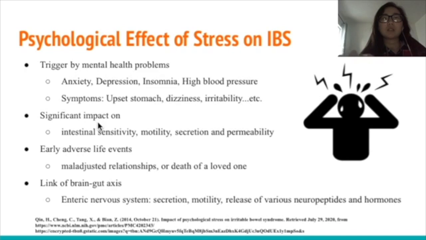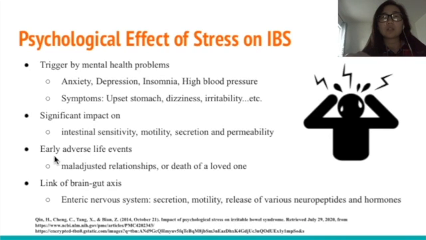So evidence from clinical and experimental studies has demonstrated that psychological stress has a significant impact on intestinal sensitivity, motility, secretion, and permeability, along with the close correlation pointing toward mucosal immune activation. So although psychological stress can trigger anxiety, it does not cause the digestive disorder itself. Rather, IBS is actually quite stress sensitive. Therefore, IBS caused by stress will initially flare up.